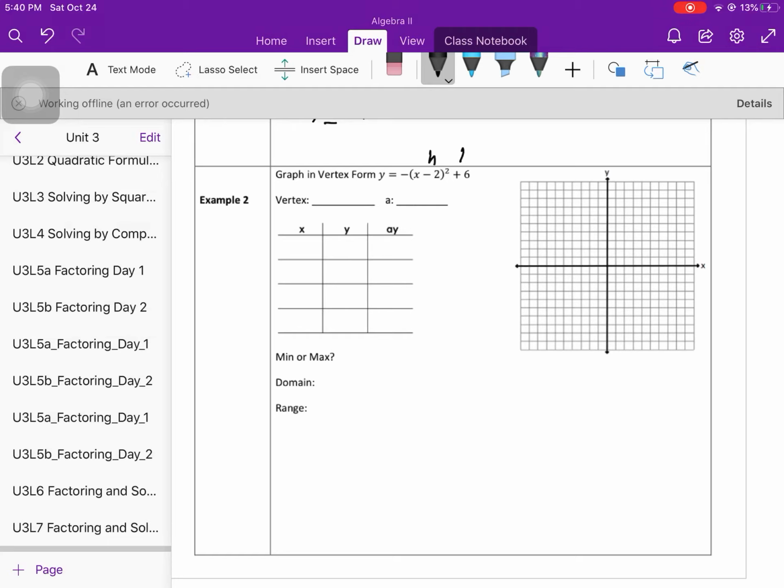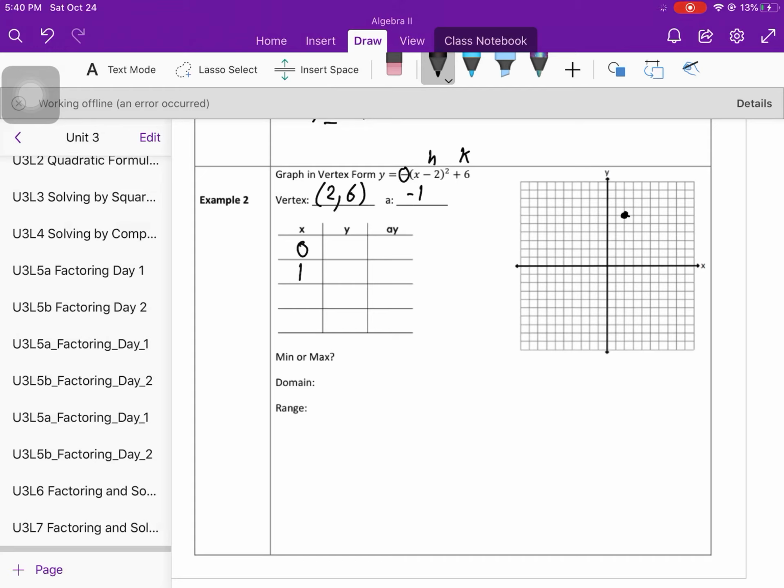All right, let's keep going. Vertex, h and k, opposite of -2 is +2, and then k stays the same, so it's (2, 6). So over 2, up 1, 2, 3, 4, 5, 6, right there. The a value is this negative sign, which is -1.